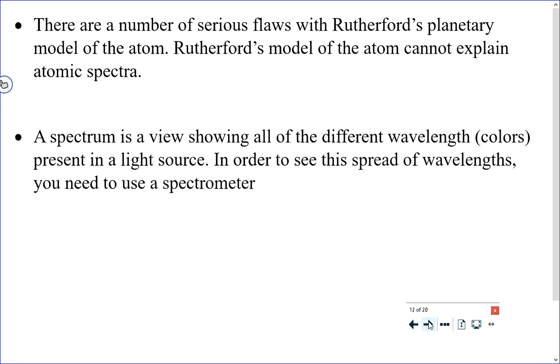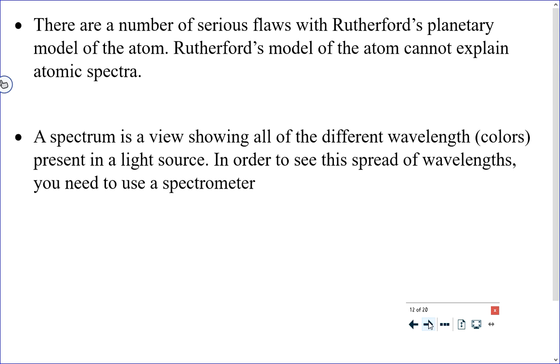The next thing that I would like to talk about today is the main problem with Rutherford's model of the atom. Rutherford's model of the atom by no means is the final story about atomic structure. There are a number of serious problems with the idea of electrons in orbit around nuclei. But the biggest problem is that Rutherford's model of the atom cannot explain what we call atomic spectra.